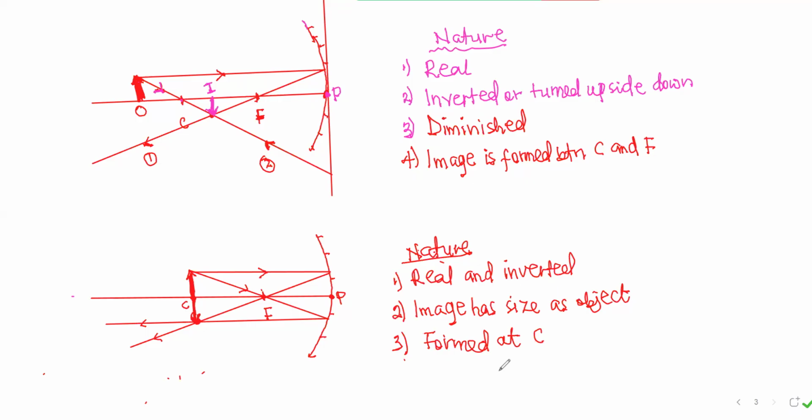Okay, and so that's it. So when you place an object at C, the image will be formed at the same position, C. It will have the same size as the object, the same height, and it will be real, and all real images are inverted. For the sake of time, let's do about two for convex as well. I'm clearing the nature or the characteristics of the images formed.